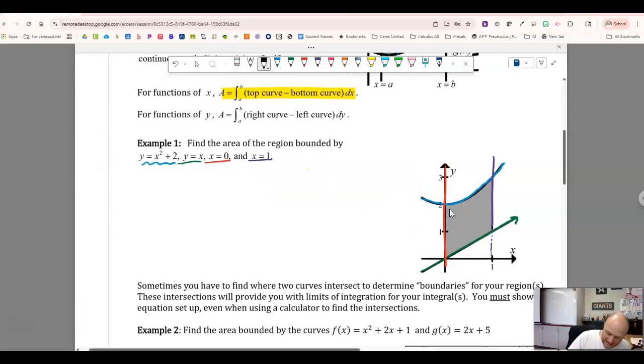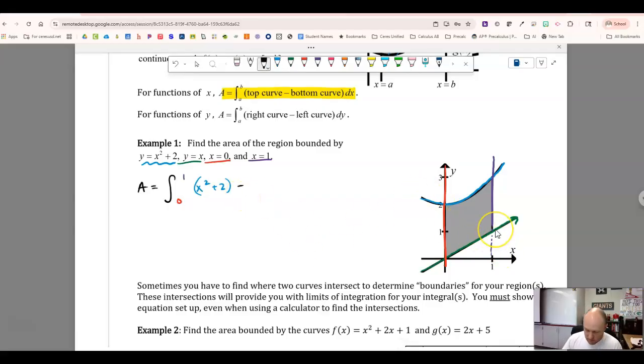So using this idea of what we just did, area is going to be equal to the integral from our lower bound of 0 to our upper bound of 1. Our top curve here is x squared plus 2. Sometimes I like to put that in parentheses. It's more important for our right function, what we're subtracting. I'm going to subtract x here, especially if I have multiple terms. That's going to be very, very important. So dx, and I'll put parentheses around all of that. So that is your area setup.